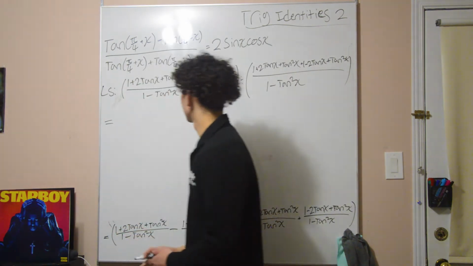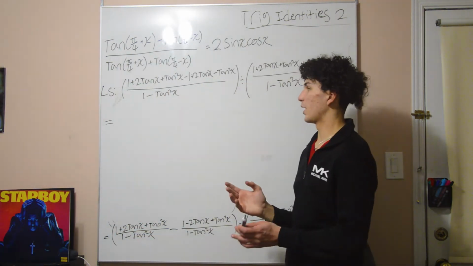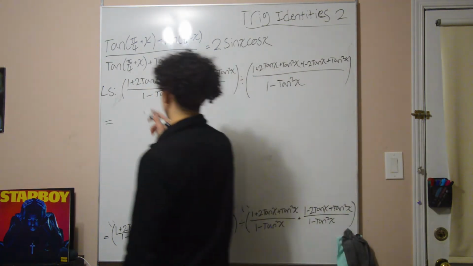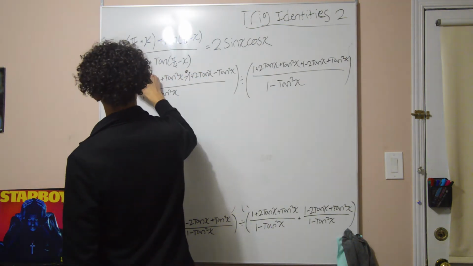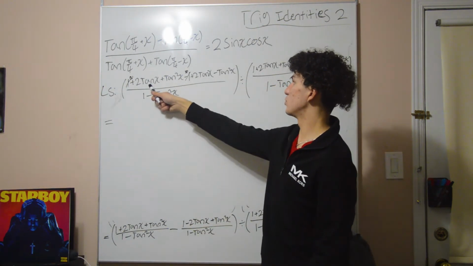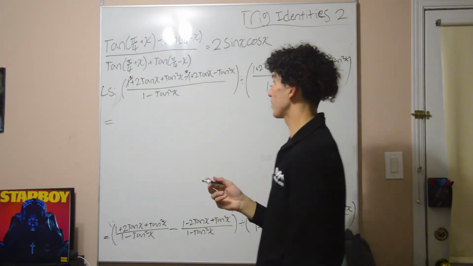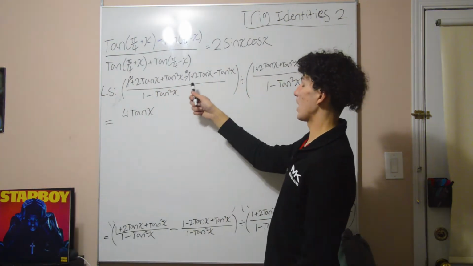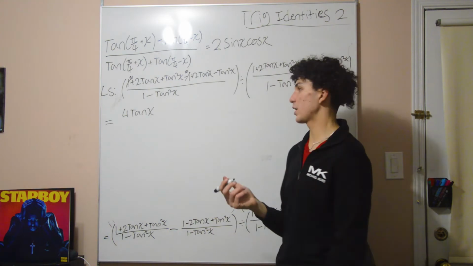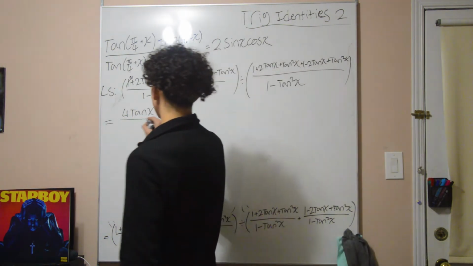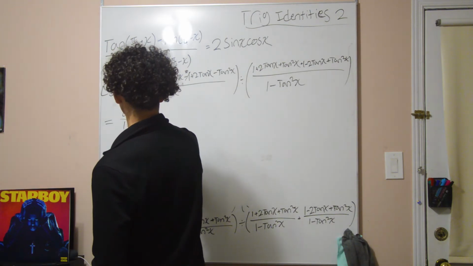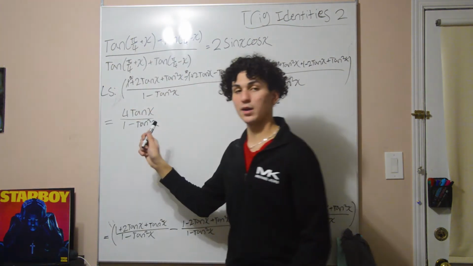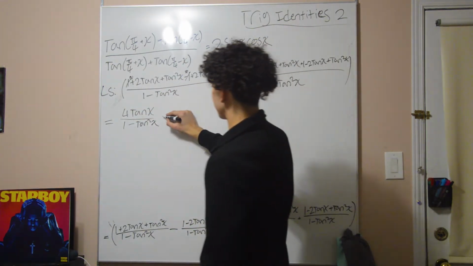So, let's look in the top for anything that we can reduce. We have 1 and we have -1, so that immediately becomes 0. There we go. We have +2 tan x and +2 tan x, so that becomes 4 tan x. Okay, we took care of that. And we also have tan squared x minus tan squared x, which is just 0. So we are left with 4 tan x over 1 minus tan squared x, just like that.